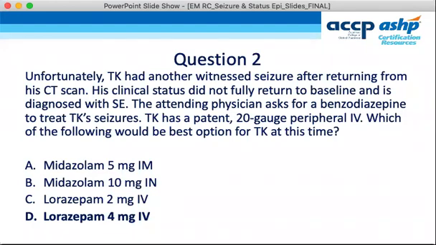Answer choice A is incorrect, as the dose for IM midazolam is 0.2 mg per kg with a max of 10 milligrams. Based upon TK's weight, he should receive that 10 milligram IM dose if we wanted to give midazolam. Answer choice B is incorrect, as intranasal is less preferred in adults compared to intramuscular when we're looking at giving midazolam.